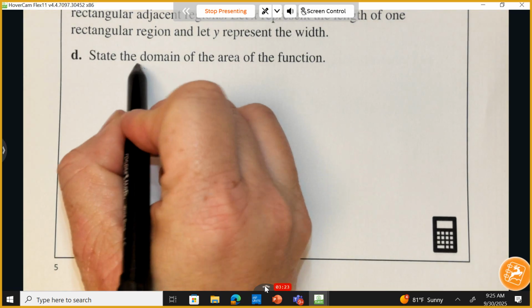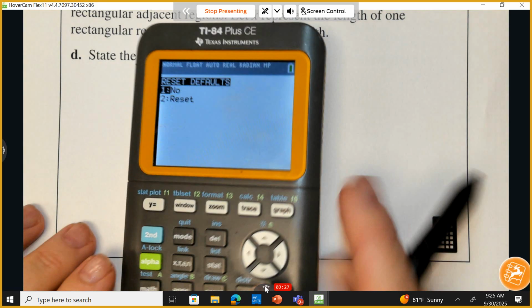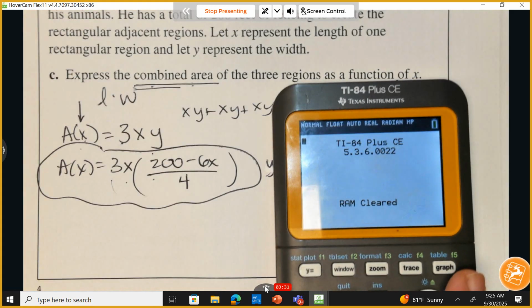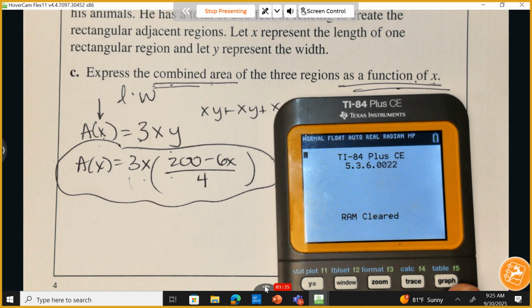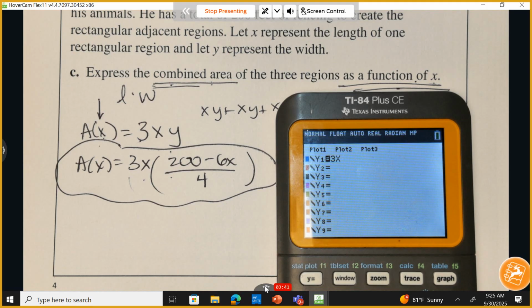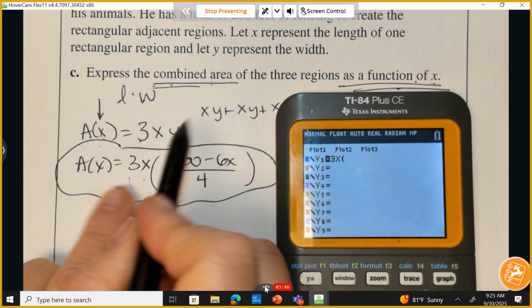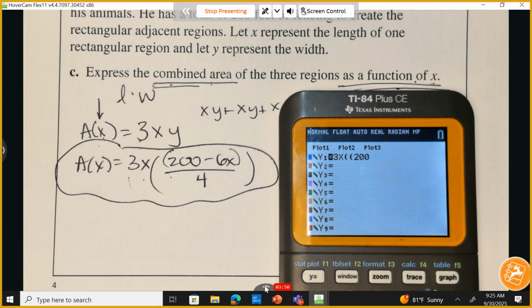What is the domain? Okay, domain means what is my input. So the first thing we're going to do is, again, if you have not done so, please do second plus 7, 1, 2. I want to type in this formula representing the combined area. Now when I do so, 3x, because we have 3 of these, and now I have a fraction here. I'm going to be safe and put an extra parenthesis around the numerator. So 200 subtract 6x is going to have an extra parenthesis.